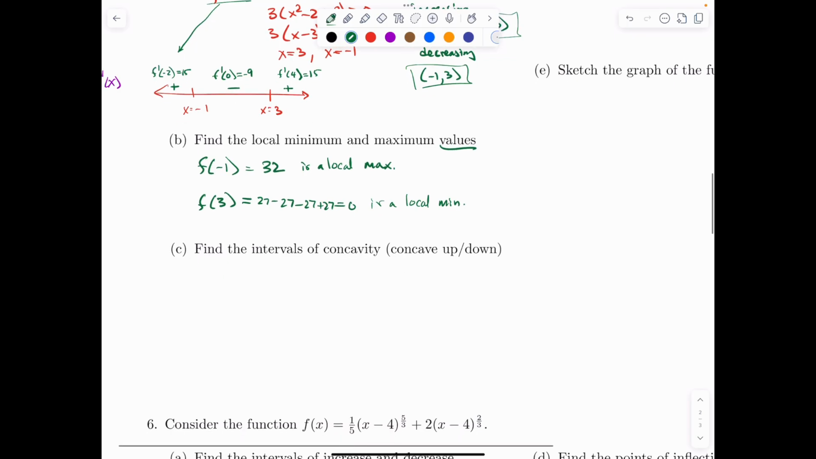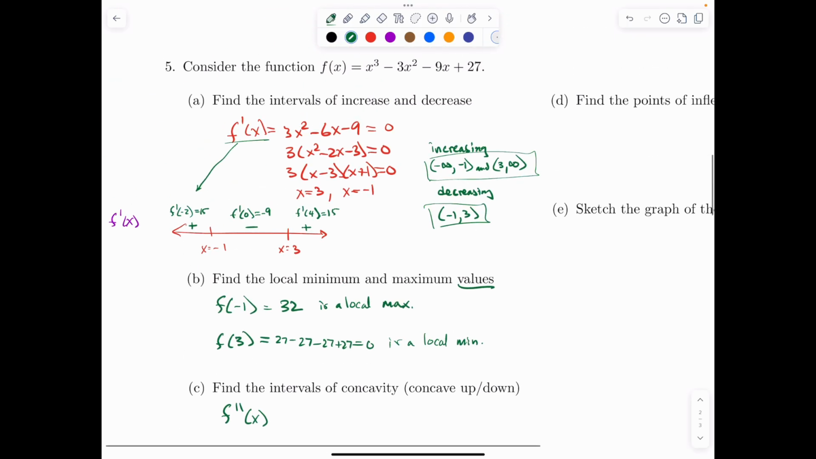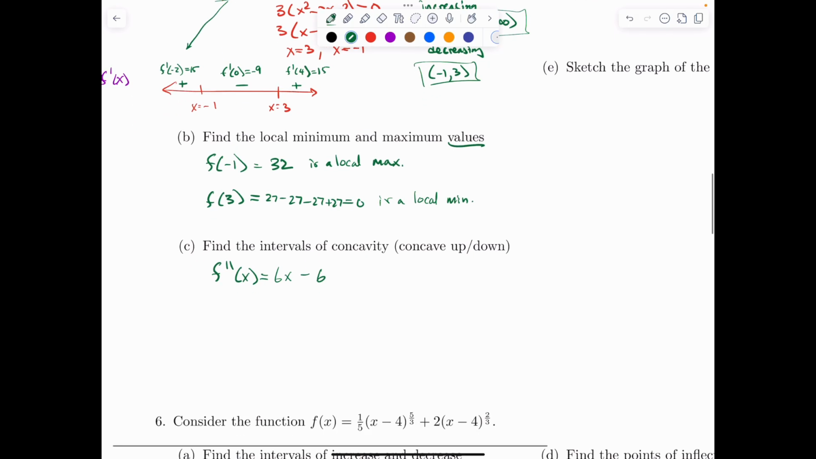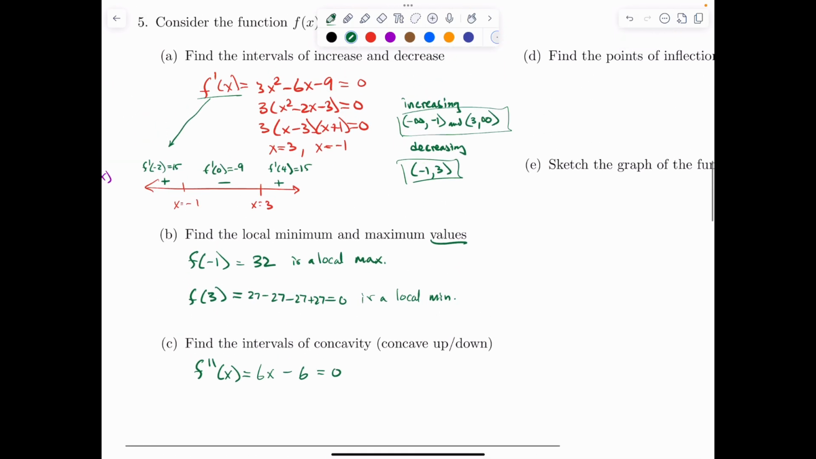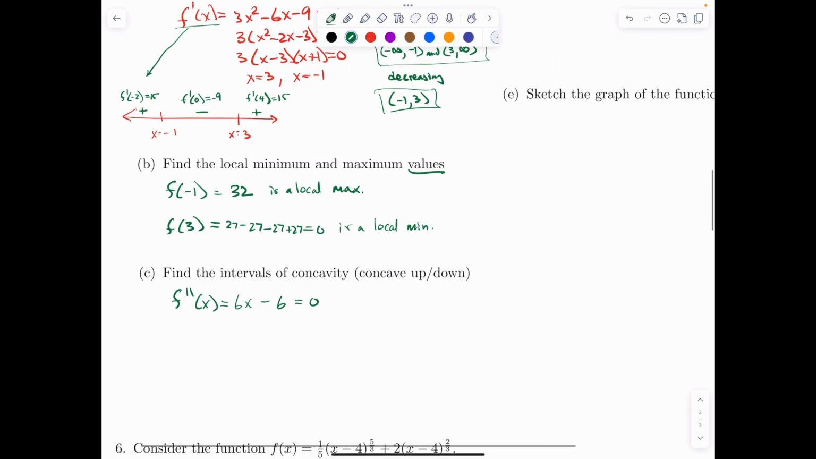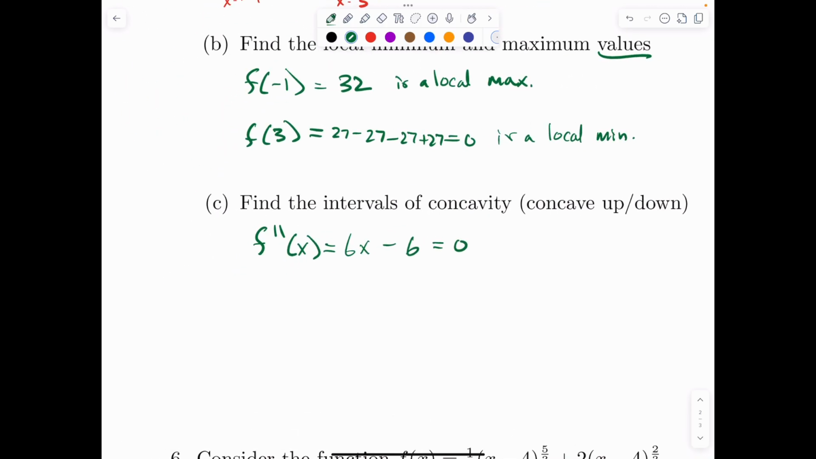Intervals of concavity, to do this, I'm going to need to know the second derivative. So we have the first derivative up here. So that's going to equal 6x minus 6. Set this equal to 0. Both here and above, I should be concerned with places that this is undefined. However, this is a polynomial, so it's not undefined anywhere. It's a nice function. Okay, so set this equal to 0. I get x equals 1.